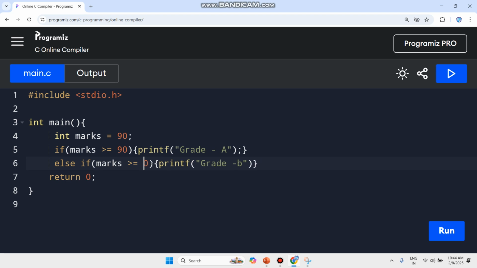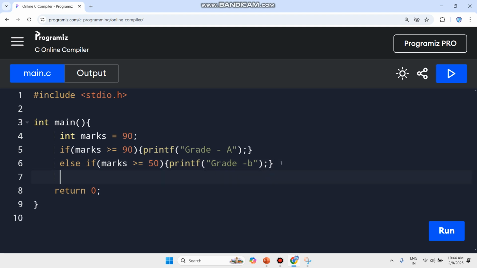Okay, or maybe 50. 50 is okay. So marks greater than or equal to 50, grade B. Okay, after that, don't forget over here one semicolon. Okay, again we are going to the last one, else if, okay, inside of it my marks are greater than or equal to, suppose, 40.